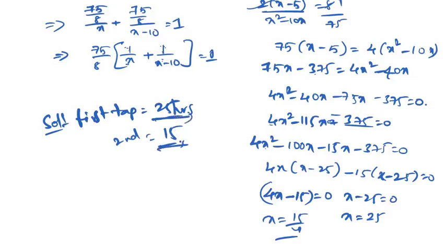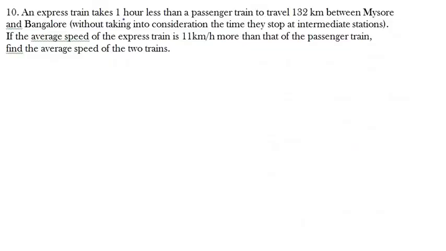So 15 hours. 10th one here: an express train takes 1 hour less than a passenger train to travel 132 kilometers between Mysore and Bangalore, without taking into consideration the time they stop at intermediate stations. It does not matter where they stop, okay? So it will not be considered as intermediate stations. If the average speed of the express train is 11 kilometers per hour more than that of the passenger train, find the average speed of the two trains. He is asking for the average speed.